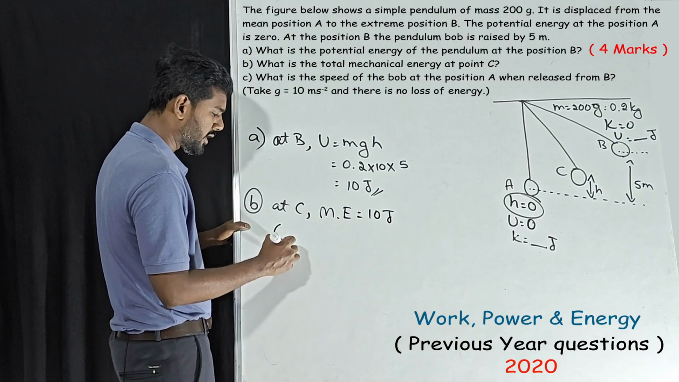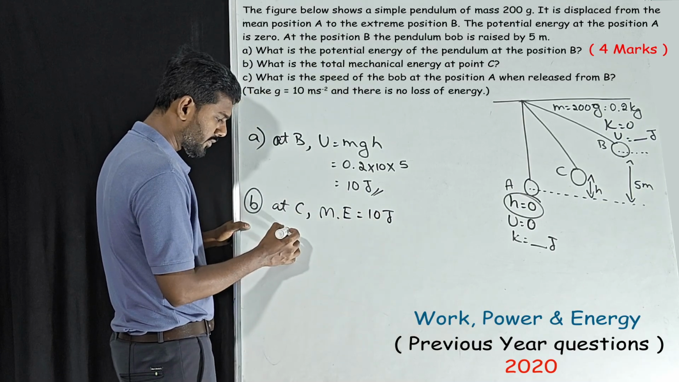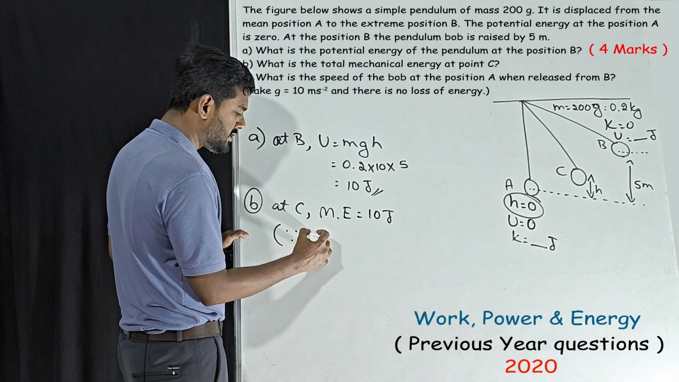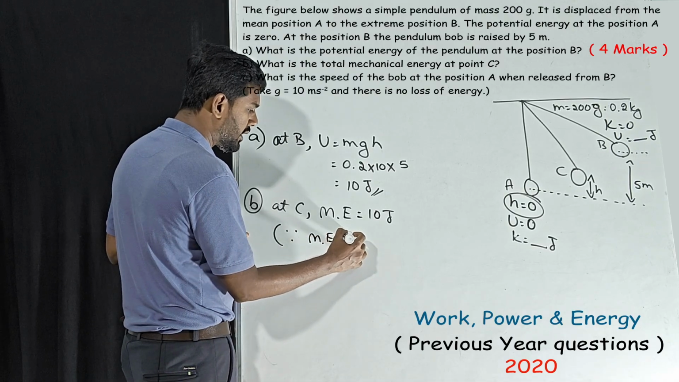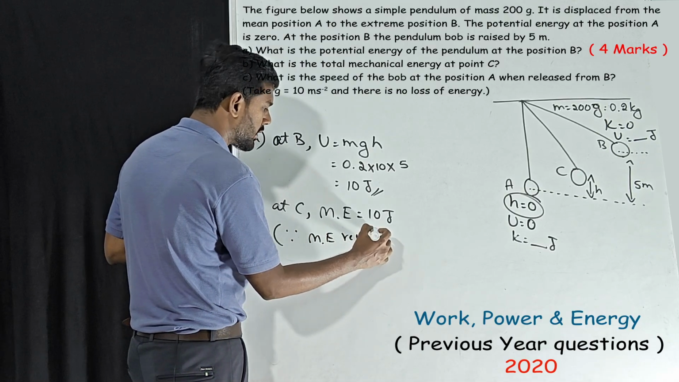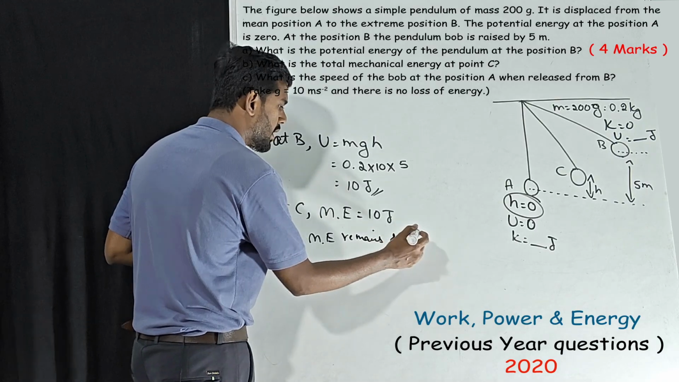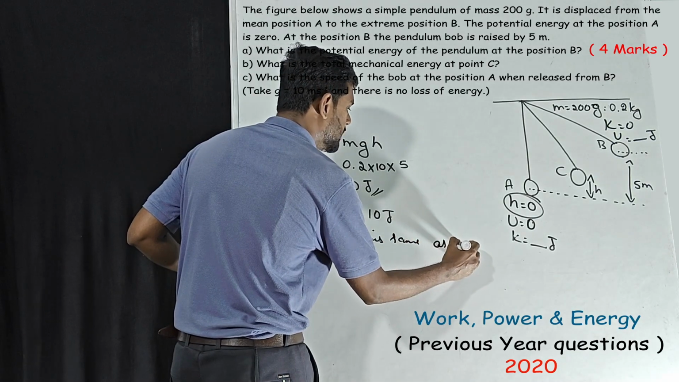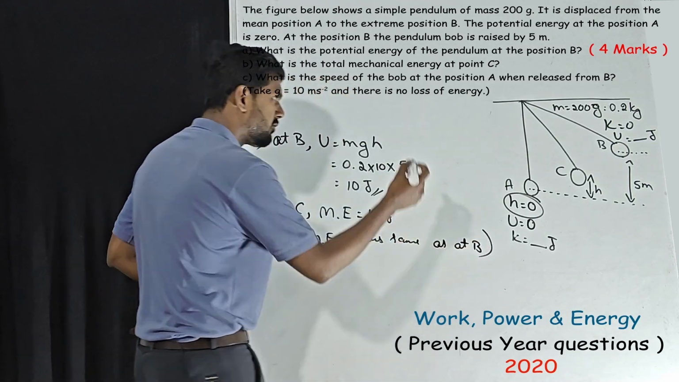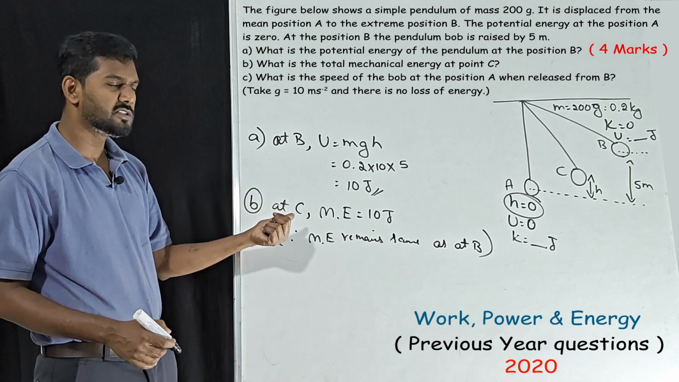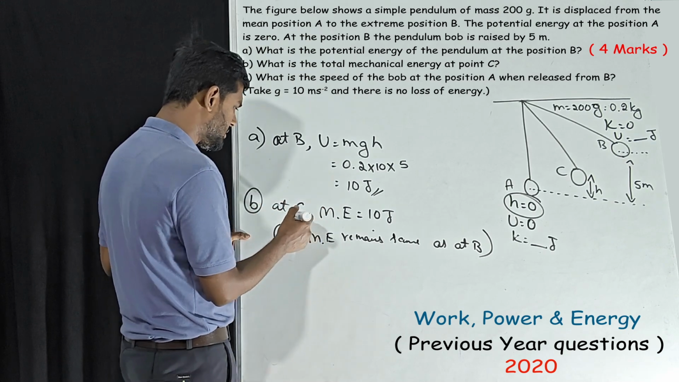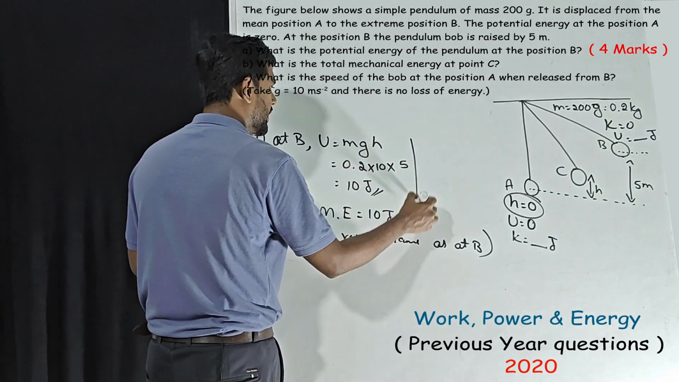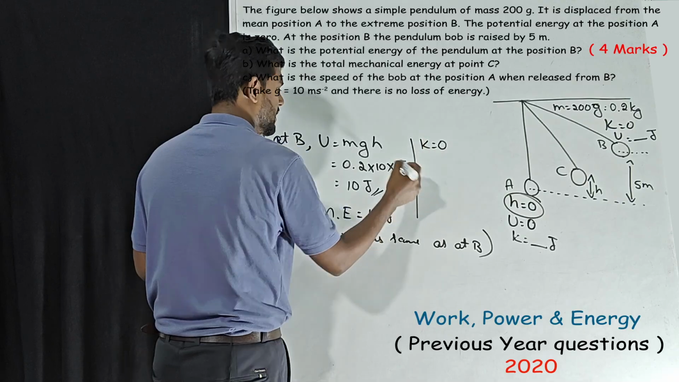You should write the reason. The mechanical energy remains the same as at B. At B, what is the mechanical energy? 10 joules. At B you can write that kinetic energy will be 0.